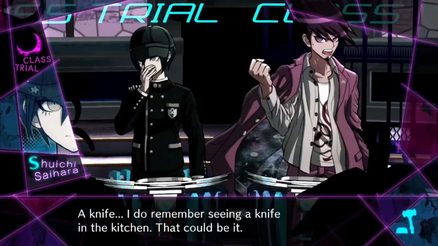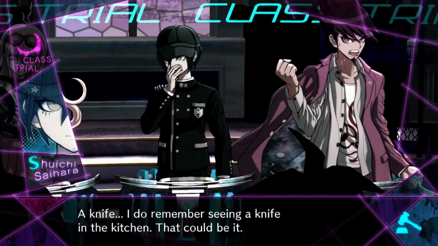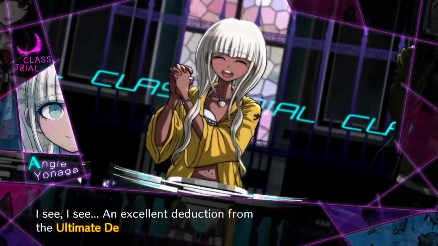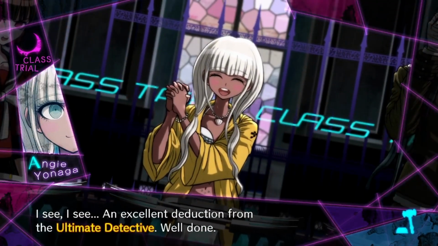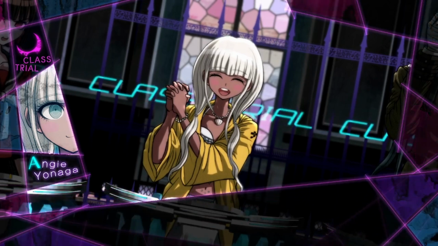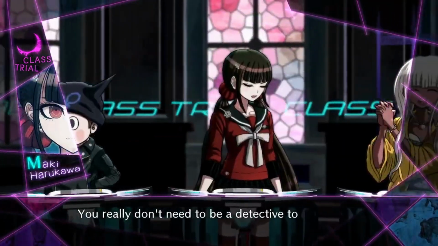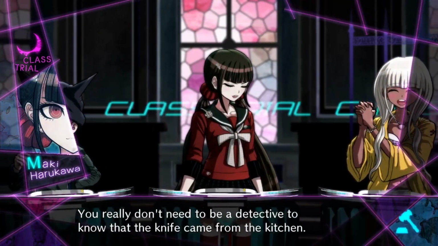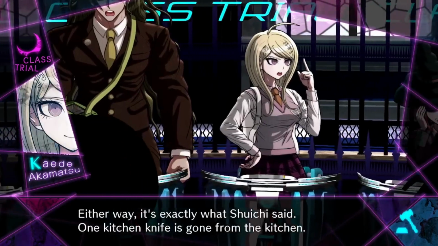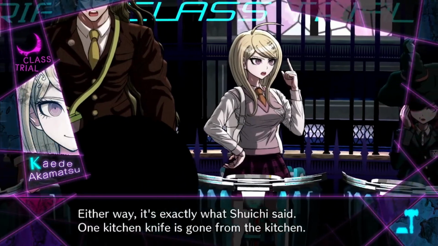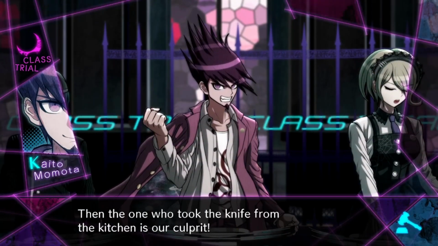Yeah. A knife. I do remember seeing a knife in the kitchen. That could be it. It is literally called a kitchen knife, Shuichi. I see. An excellent deduction from the ultimate detective. Well done. He literally just restated what I said. It's not because I'm a detective. I'm still in training. You really don't need to be a detective to know that the knife came from the kitchen. Thank you, Maki. Gosh. Either way, it's exactly what Shuichi said. One kitchen knife is gone from the kitchen. Then the one who took the knife from the kitchen is our culprit.